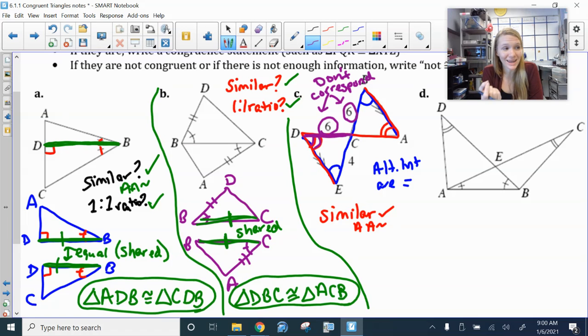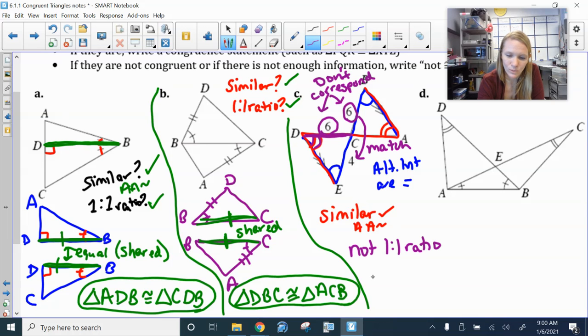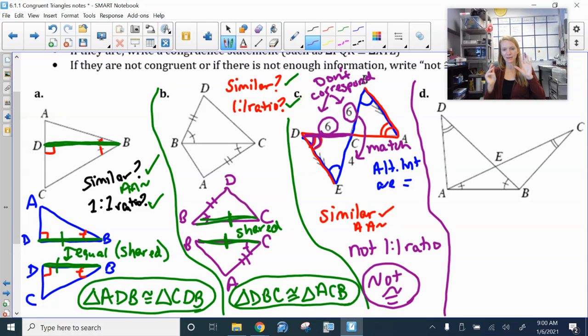So that means we can't say for sure it's a 1-to-1 ratio. And in fact, the 6 on the right triangle matches with the 4. These ones match. So it's not a 1-to-1 ratio, which means they are not congruent. So that one's kind of tricky. It looks like they should be, but because of where the matching parts go together, they're actually not congruent.